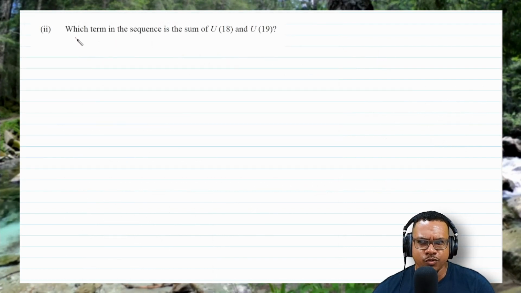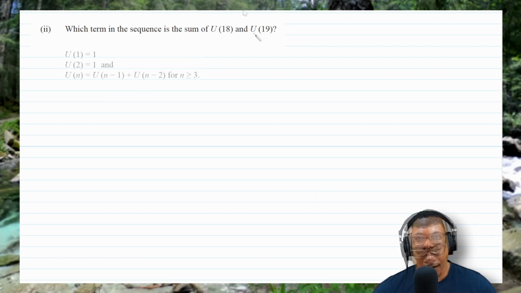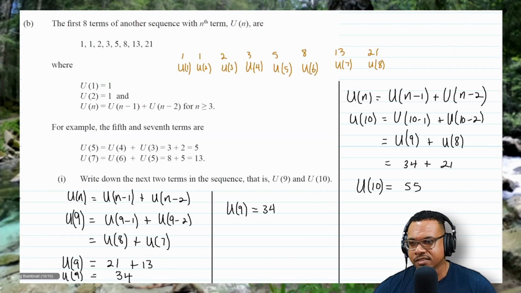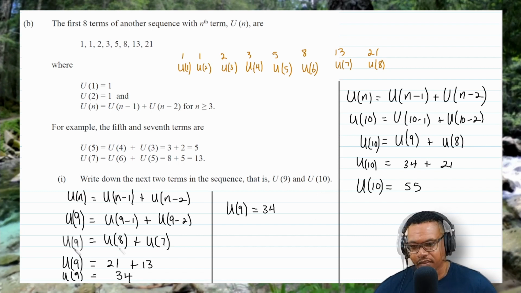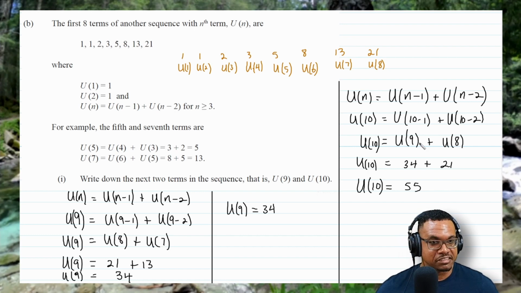Now for part 2, they want to know which term in the sequence is the sum of U18 and U19. So I just brought back the formula here. And now let's look at something. The 10th term was the 9th term plus the 8th term. So you see 10, 9, 8. The 9th term, U9, was equal to the 8th term plus the 7th term. 9, 8, 7. See that pattern? We can say 7, 8, 9 or 8, 9, 10.